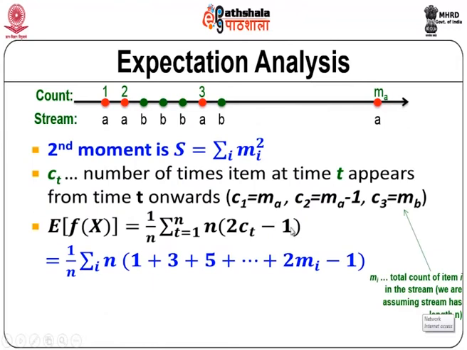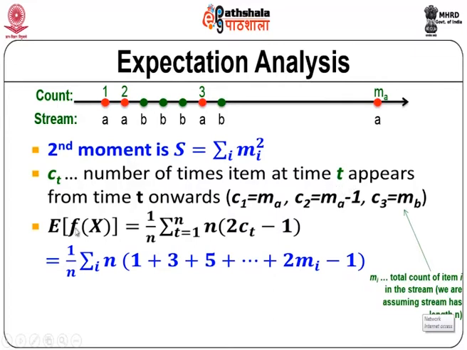Now, let us understand this surprise number estimate by means of expectation analysis. Assume you have a stream. Here in this diagram, a, b, b, b, a, b till a is the stream, and the numbers above this indicate the count, that is the number of times the element has occurred. This line indicates the time axis. The second moment is going to be summation of m i to the power 2. Now, c t is the number of times the item has occurred at a particular point of time t.